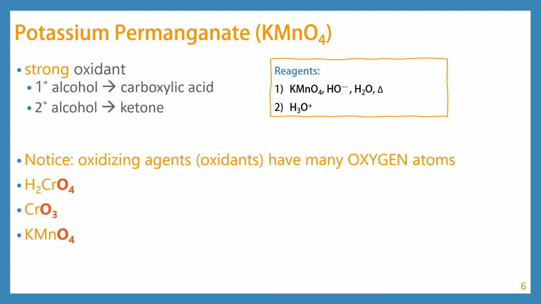But please note that you have to have the heat, the base, and the potassium permanganate in there in order for this to work. Now I want you to notice the same thing that I pointed out with the reducing agents: oxidizing agents tend to have many oxygen atoms. So chromic acid, chromium trioxide is a piece of both Jones and PCC, or potassium permanganate. All those oxygens there tell you that these reagents are going to increase the oxygen content of the molecule.